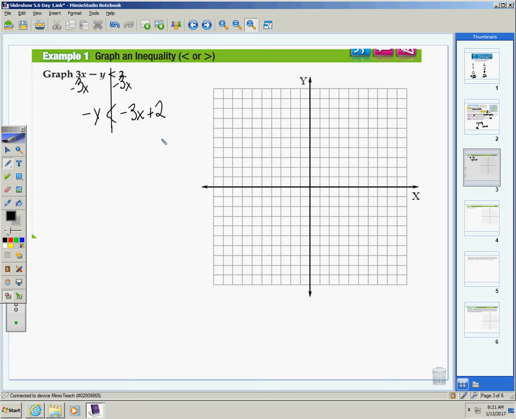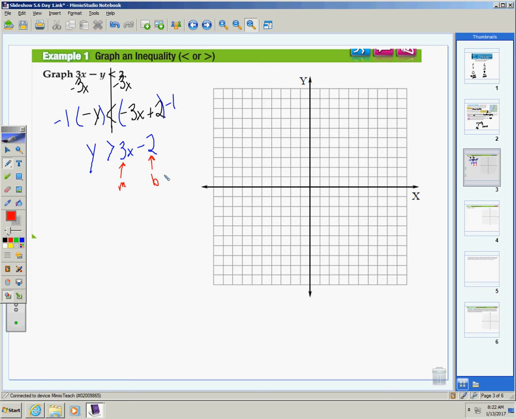And y looks like it's by itself, but it's negative, so I have to get rid of that negative sign, so I'm going to multiply each side by negative 1. And so I get y, and remember, when you multiply each side by a negative number, the sign flips, is greater than negative 1 times negative 3 is positive 3x, negative 1 times positive 2 is negative 2. So now I've got my inequality in slope-intercept form, where I've got my slope and my y-intercept.